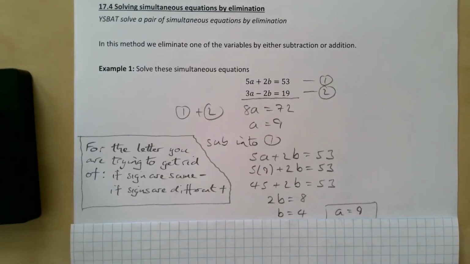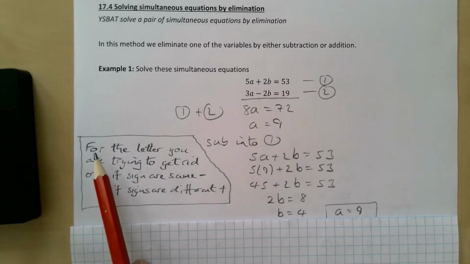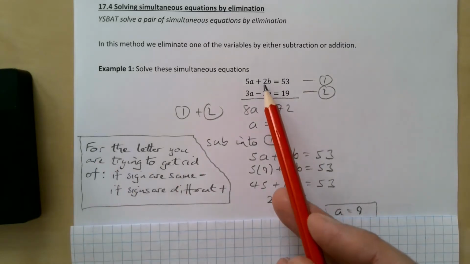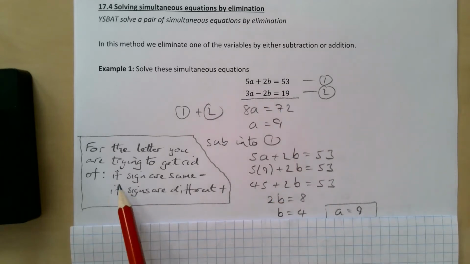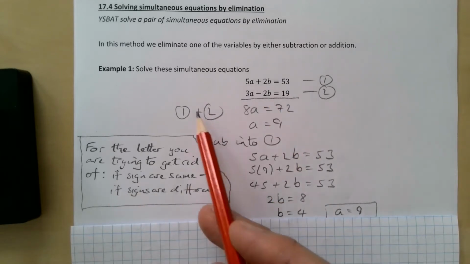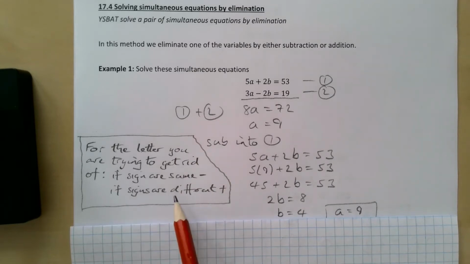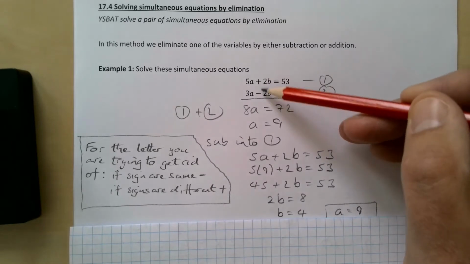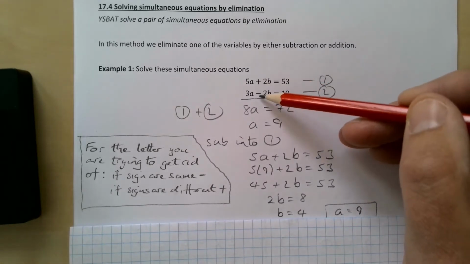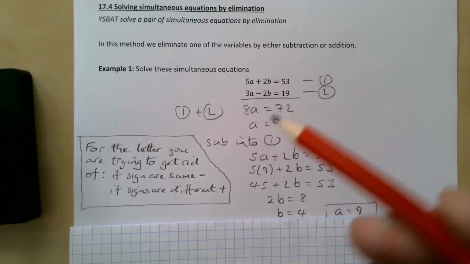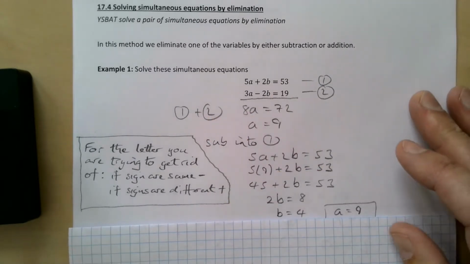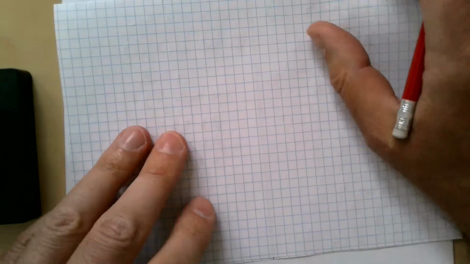A general rule for this, and I'm going to say this nearly with each question: for the letter that you're trying to get rid of, the one you're trying to eliminate, here it was the b's, if the signs are the same, you want to subtract. If the signs are different, you want to add. Let's look at this particular case. Here, the b's were the ones we're trying to get rid of. The signs there were different, so we added the two equations. Let's move on then to example 2.